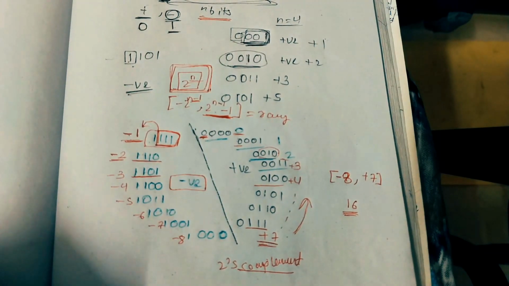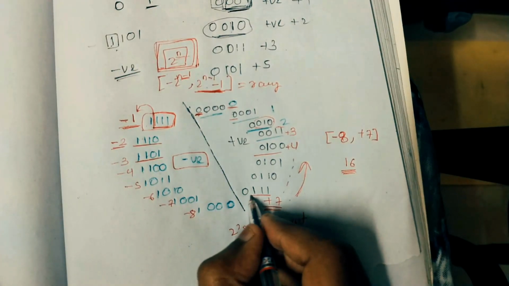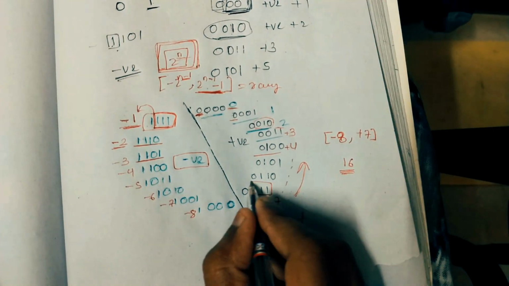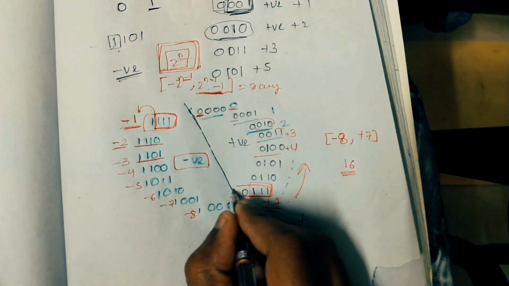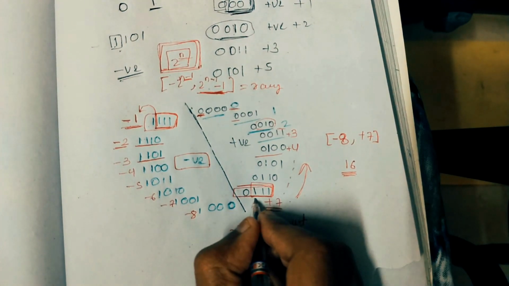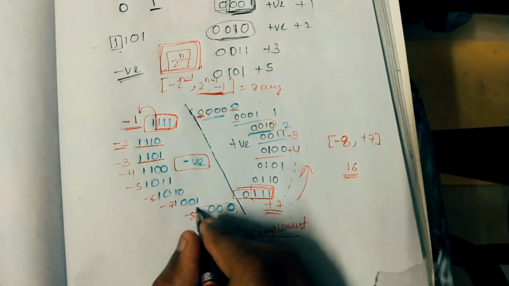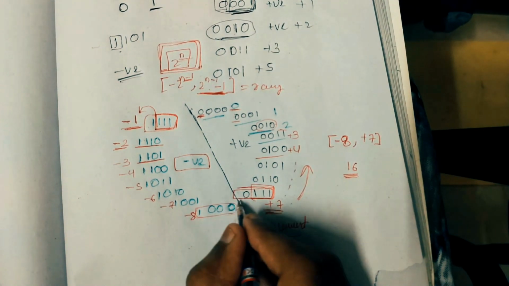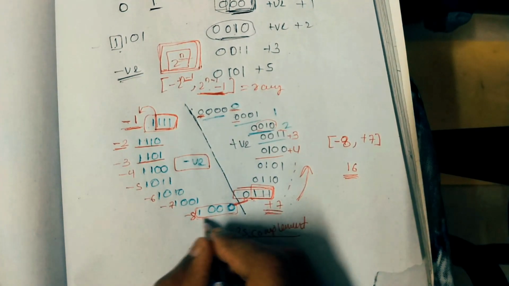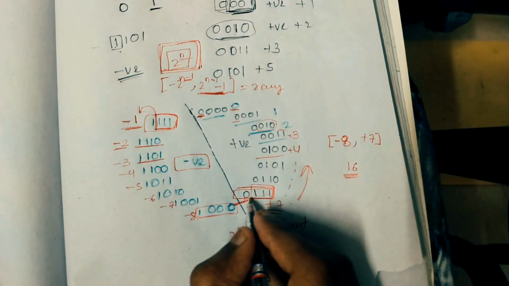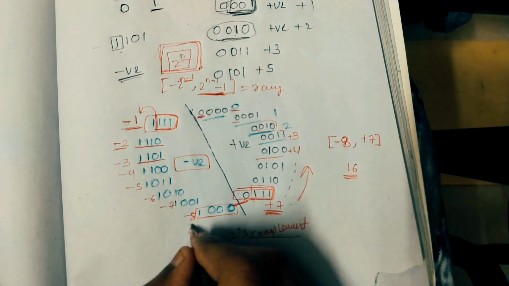Okay, so the key observation here is that if you flip all these bits, then you will get this. Can you see that? If you flip all these bits, you will get this. So if you flip all the bits of +7, you get -8.